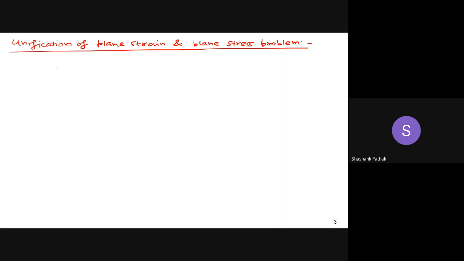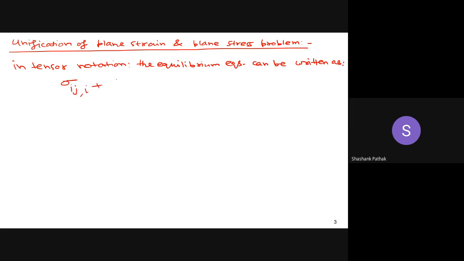So now coming back to the point, unification of plane strain and plane stress problem. In tensor notation, the equilibrium equations can be written as sigma ij comma i plus fj equal to 0.